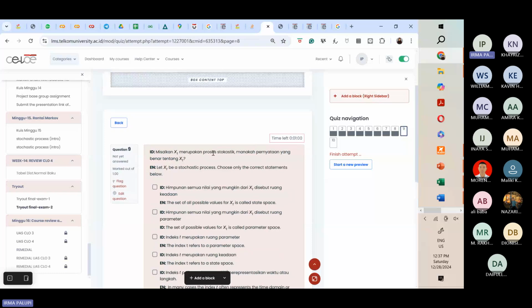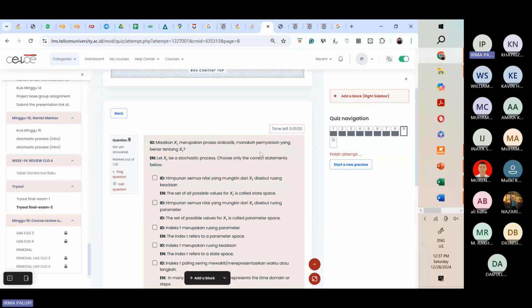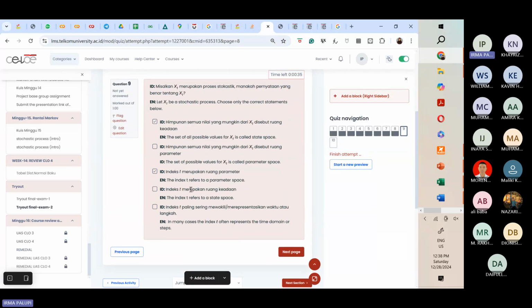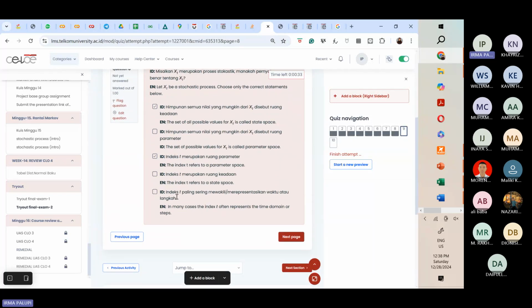Let X be a stochastic process, menggunakan pernyataan yang benar tentang X. Semua nilai yang mungkin untuk X is the state space. Okay, this is correct. Himpunan semua nilai yang mungkin untuk X, saya bilang parameter is not correct for state space. Indeks T merupakan parameter. That's incorrect. Indeks T sering mewakili waktu atau transport.